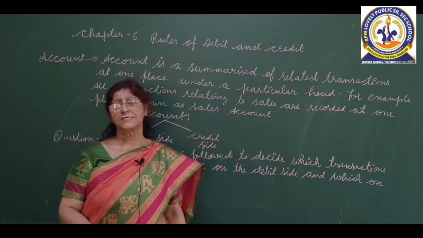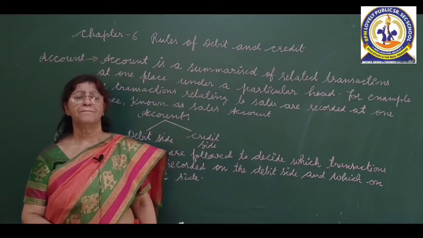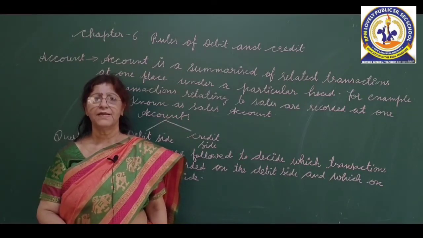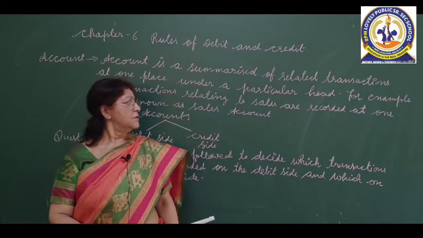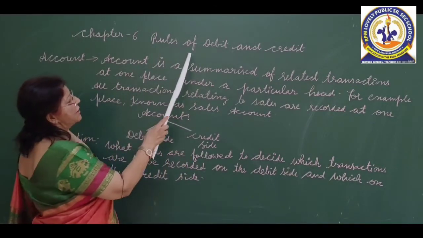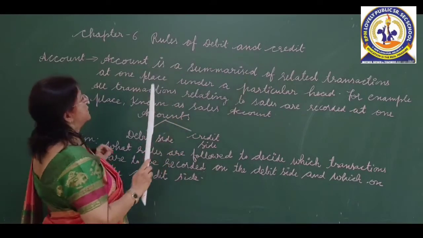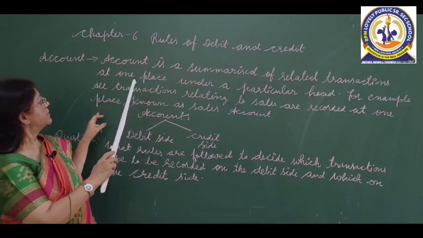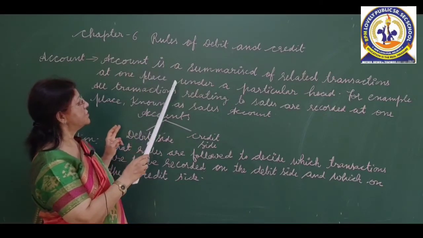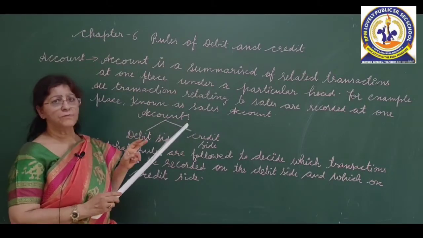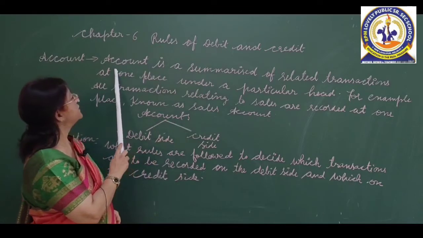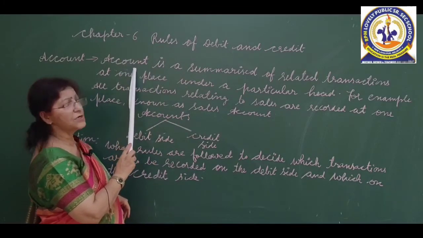We have already discussed that all transactions depend on dual aspect, the double entry system, which means rules of debit and credit. First of all, you must know what we mean by accounts, because each account has two sides, debit and credit. So before discussing the rules of debit and credit, we are going to discuss the meaning of accounts.